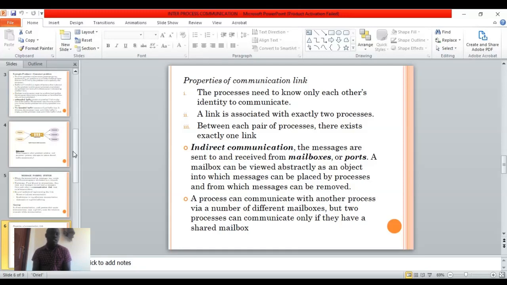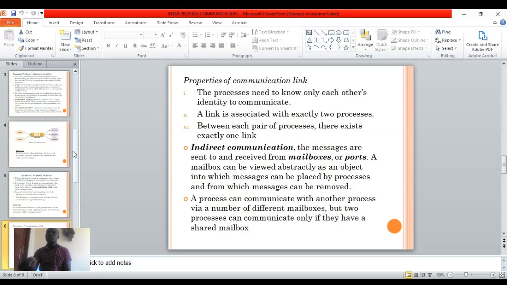The first property that must be available is that there must be only two processes involved. In this case, it does not go beyond two processes. There must be two processes, not one or three. Then the identity of the processes must be known prior to the communication. There is no way it can be unknown to unknown; it must be known to known. So A must know that B exists and B must know that A exists.